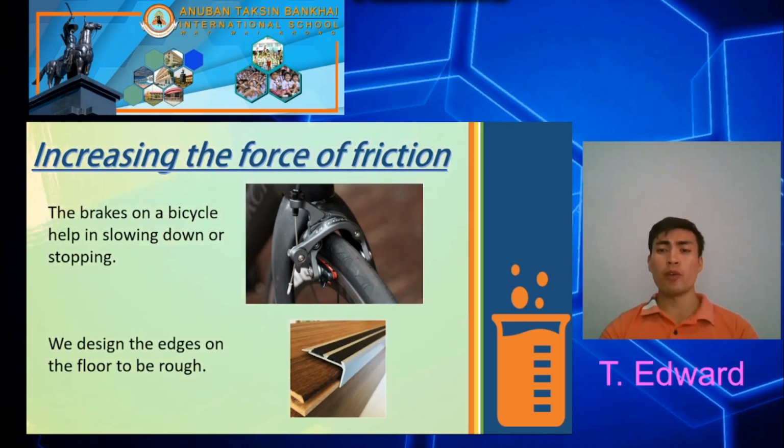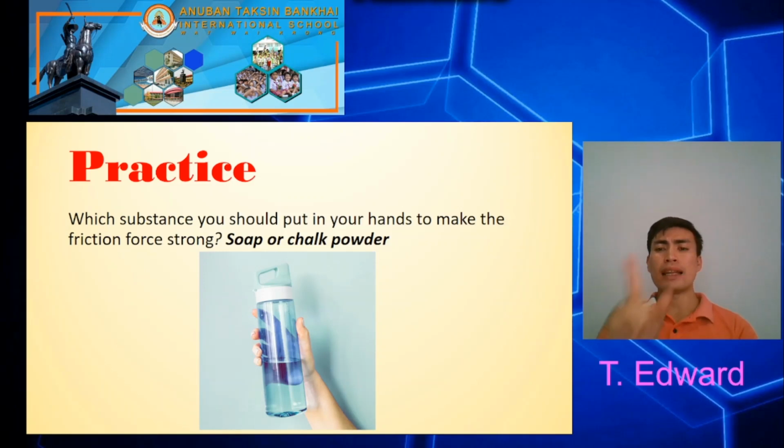Okay, so I hope you understand our lesson for today. Now let's have our practice. Which substance should you put in your hands to make the friction force strong so that you can hold the tumbler easily? Soap or chalk powder? Correct. The correct answer is chalk powder, right? We use chalk powder so that we can grip or hold the tumbler easily.